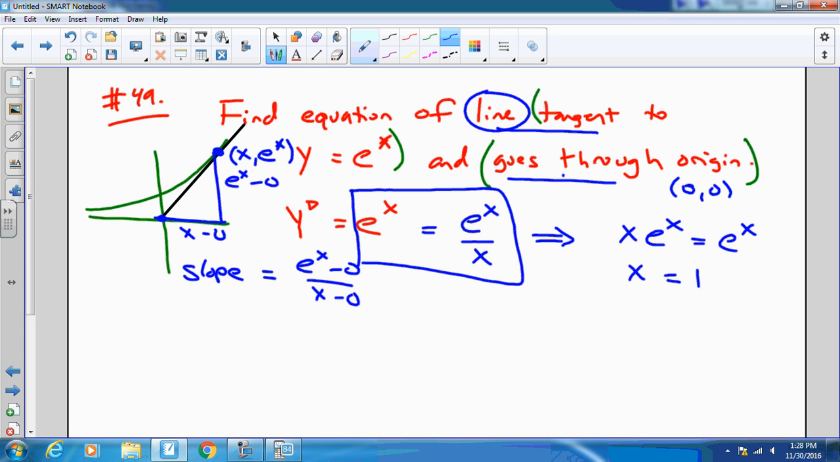Well, now that breaks the problem wide open, because x equals 1, therefore I can come back and fill in that coordinate right there. What is my y coordinate? Which is e, of course. And I have a point. And what about my slope? What is my slope equal to? e. Here we go. Because the slope is y prime, which is e to the x, and x is 1.